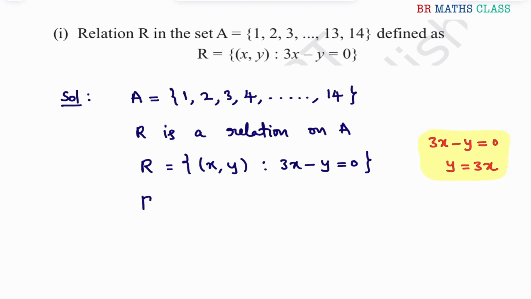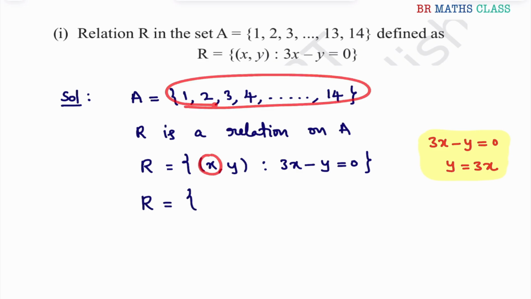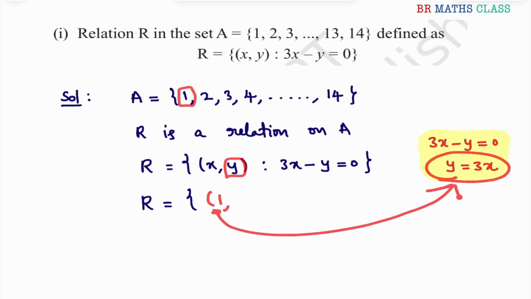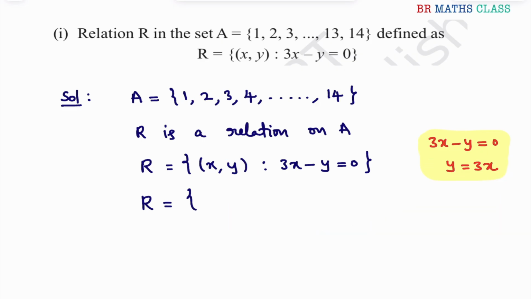I'll start writing this relation in roster method. You know that x is from set A. So I'll take the first element of set A, that is 1. Okay. When x is 1, what is y? As x is 1, that x value you substitute in y equal to 3x, right? Put x equal to 1 in this, what will you get? y is 3 into 1. That means y is 3. That means when x is 1, listen carefully, y is 3. So the first ordered pair we will get is 1 comma 3.